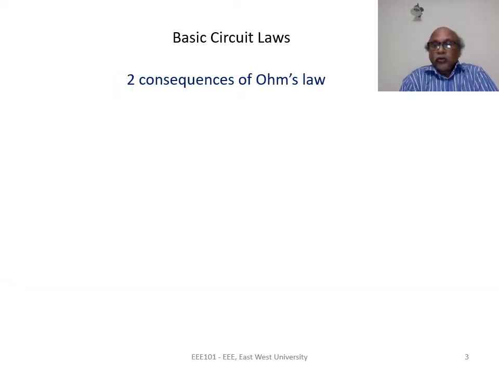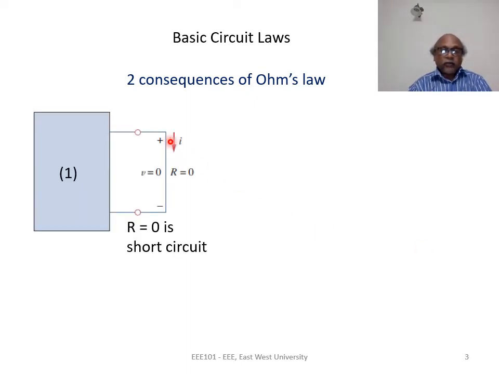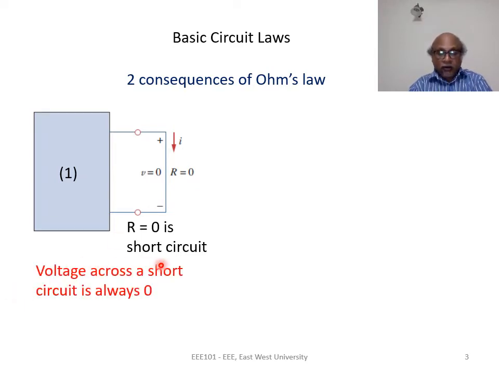There are 2 important consequences of Ohm's law. The first one is when we connect an ideal wire between 2 terminals. Ideal wire is characterized by the condition that its resistance is 0. And when we connect 2 terminals through a zero resistance wire, that is called a short circuit. If you apply Ohm's law to this short circuit, we see that the voltage V is 0 because R is 0. So our general conclusion is that the voltage across a short circuit is always 0.